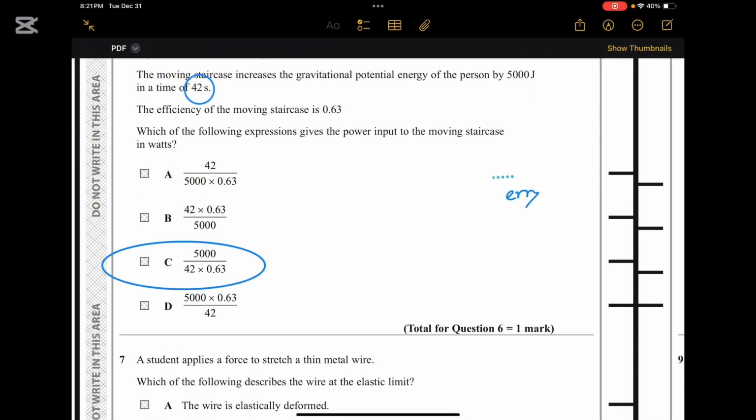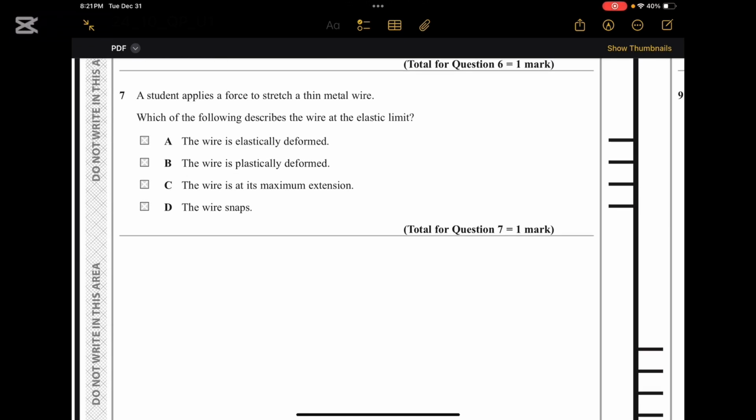Alright, so moving forward to question number 7 right now. A student applies a force to stretch a thin metal wire. Which of the following describes the wire at the elastic limit? At the elastic limit, the wire is elastically deformed. This is the answer because at the elastic limit, the wire is elastically deformed and the plastic deformation occurs beyond the elastic limit. So this is not our answer.